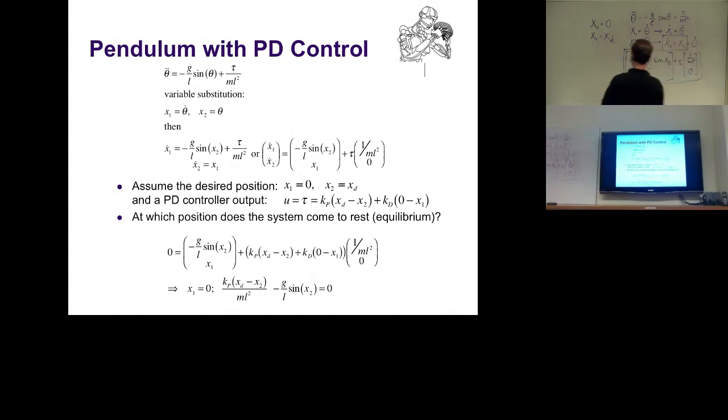So the PD controller for this would be that tau, which we can also call u, equals a position gain times the error in position. This is x desired minus x, plus a derivative gain times x dot desired, the velocity desired is 0, minus x dot. And I forgot to write things here. This was x2, this here is x1. Okay, so this equation is shown here.